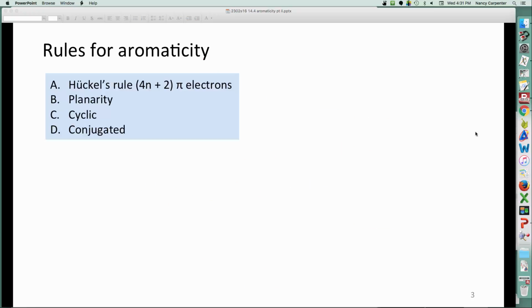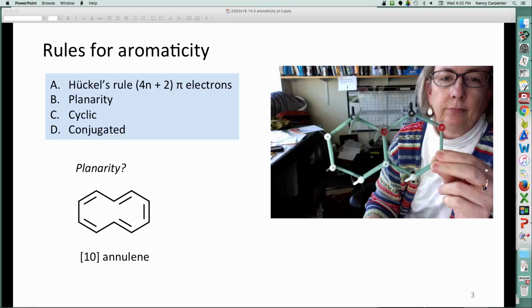All right, so let's look at one more thing in some gory detail, and that is in these rules for aromaticity: the magic number, molecule has to be planar, molecule has to be cyclic, molecule has to be conjugated. What is this emphasis on planarity? What does planarity have to do with it? Well, the classic way to explain this is to look at the molecule 10-annulene, which is shown here. And the only way I can explain this is by showing you a model. So, here we go.